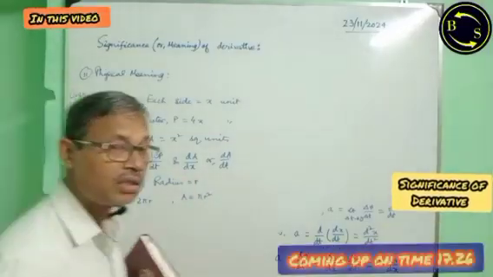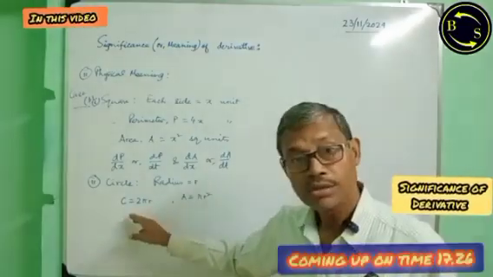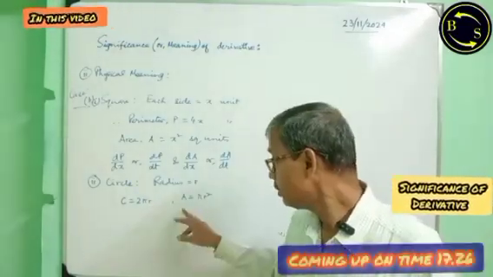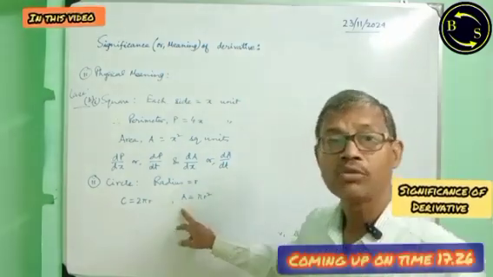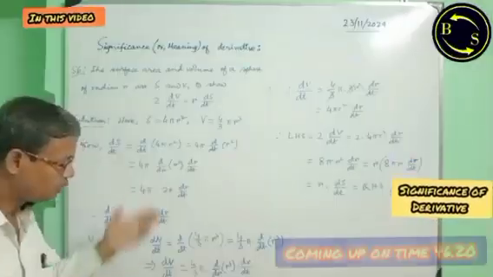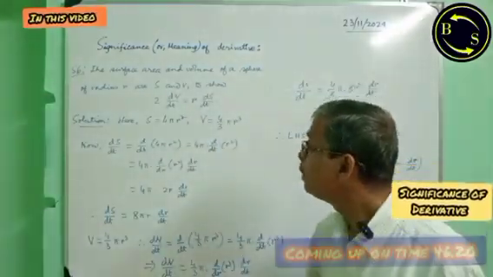Then we can consider the rate of change of its circumference with respect to time or with respect to r, the rate of change of area with respect to r or with respect to time. That means here we have to use the chain rule.